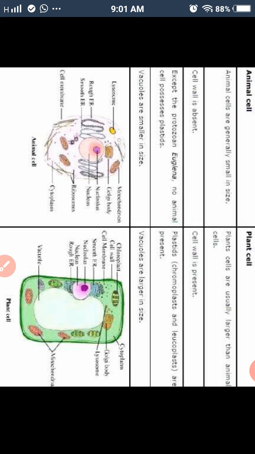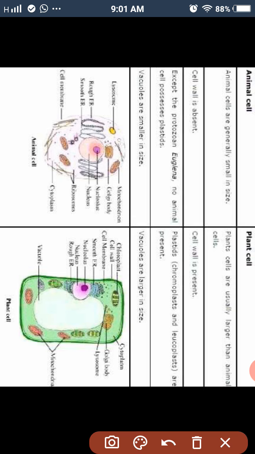Now, in the animal cell, the vacuoles are smaller in size. Vacuole is another cell organelle. It is small in animal cells, but in plant cells the vacuoles are of larger size. You can see here, this is a large vacuole of the plant cell. So the vacuoles are small in animal cells and large in plant cells. These are some basic differences between animal cell and plant cell. You can write other differences on your own.